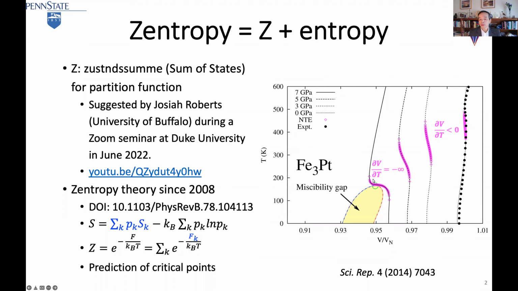In this purple area, the volume is decreasing with temperature increasing. At ambient pressure, when temperature increases, the volume first increases, then increases less, then starts to decrease, and then increases again. The symbols here are from experiments. It's well reproduced, or rather predicted, by our model because we had no fitting parameters. The area with negative thermal expansion changes as a function of pressure, and then diverges, becoming minus infinity at the critical point.